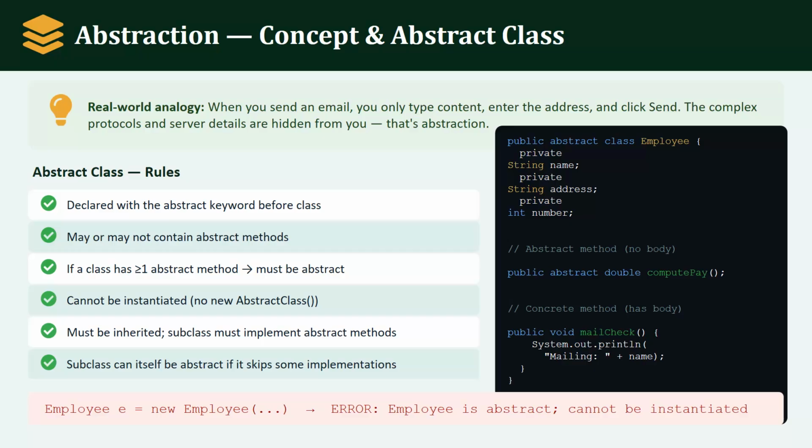Okay. Now, abstract class rules. What are the rules that must be adhered to for abstraction? We are talking about declaration. They are declared with the abstract keyword before the class. So you must use the abstract word before the class. You can see on this other end here: public abstract class Employee. So the abstract appears there before the class name called Employee.